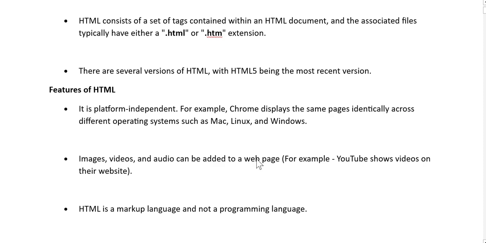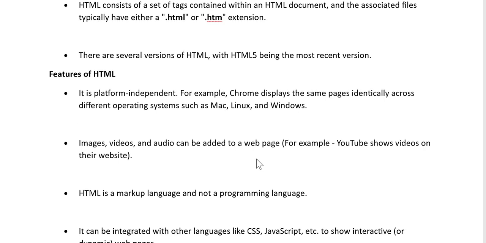Usually HTML is platform independent, and I'll give you a small example. Chrome displays the same page identically across different operating systems. The Chrome page is the same on Mac, on Windows, or on Linux, or various operating systems. The Chrome page is ultimately the same on each and every operating system. So HTML is platform independent.